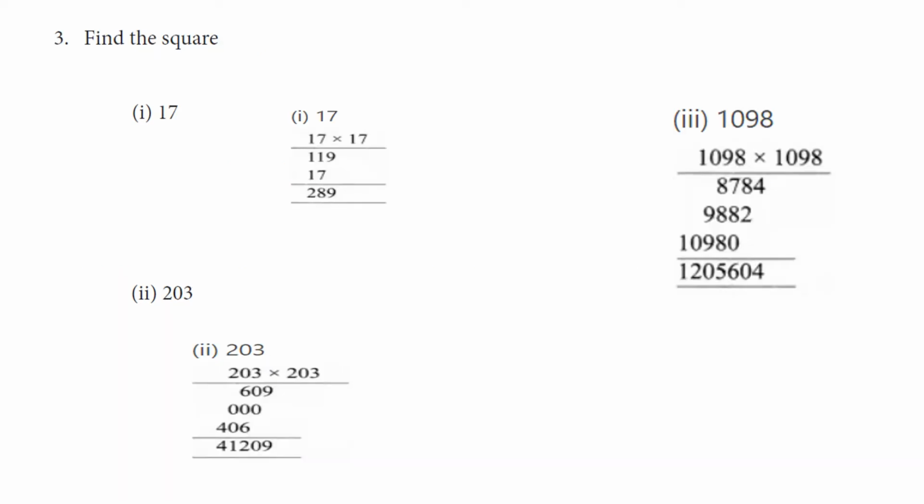Next, find the square. 17 into 17. First you multiply with the 7. 7 sevens are 49, 4. 7 ones are 7 plus 4, 11, so 119. Again, 1 into 17, 17. You start with the tens digit, that is, you put it there. And after you add the numbers, you get 289.